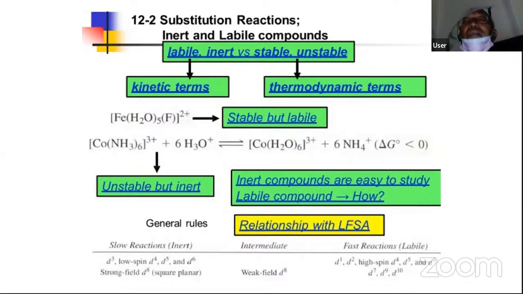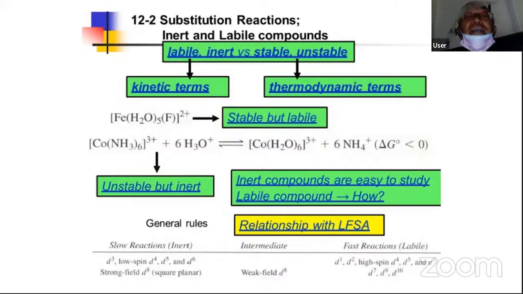Stability is always a thermodynamic term. When I tell you the intermediate is stable, that is thermodynamic. But the speed, that is what you study in kinetics. So in kinetics, normally we talk about labile and inert. Inert means the reaction rate is slow. Labile means the reaction rate is faster.